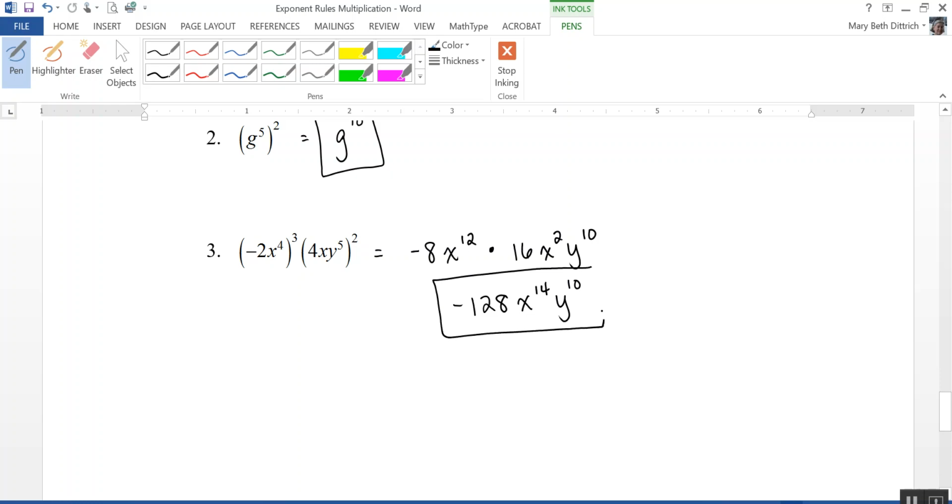So in this video, we took a look at the rules that apply to multiplying powers, that is, expressions that have exponents.